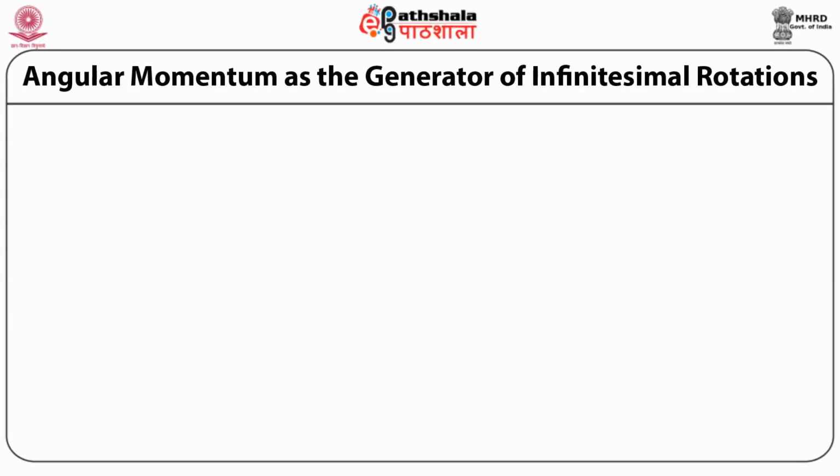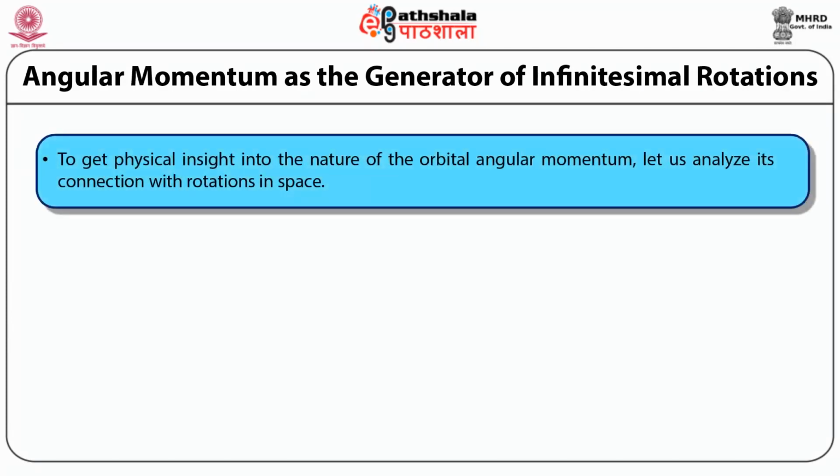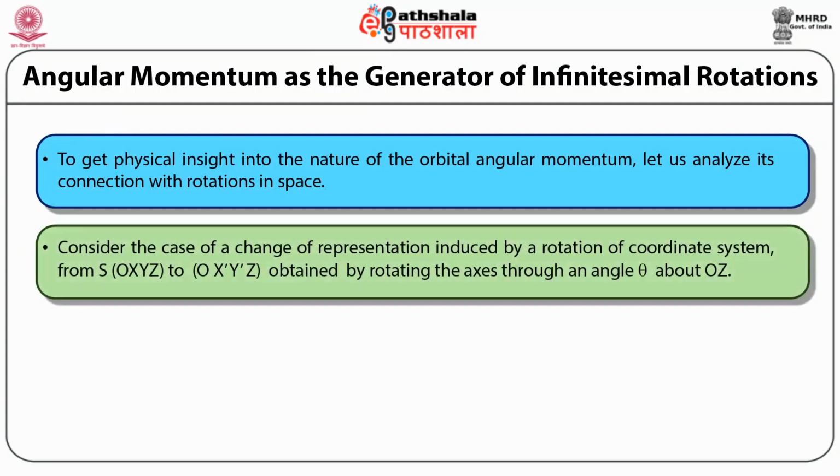We begin with the understanding of angular momentum as the generator of infinitesimal rotations. To get physical insight into the nature of the orbital angular momentum, let us analyze its connection with rotations in space. Consider the case of a change of representation induced by a rotation of coordinate system from S (OXYZ) to S prime (Ox'y'z') obtained by rotating the axes through an angle theta about OZ.